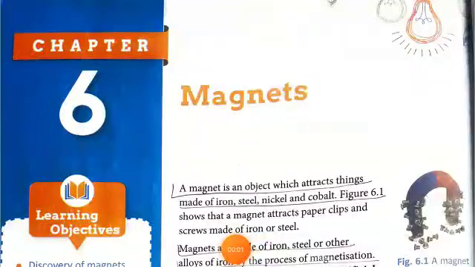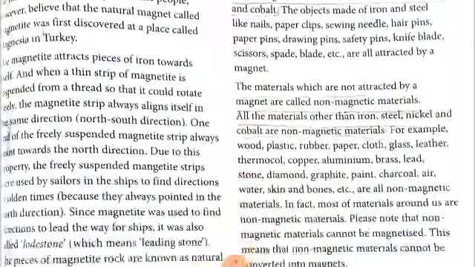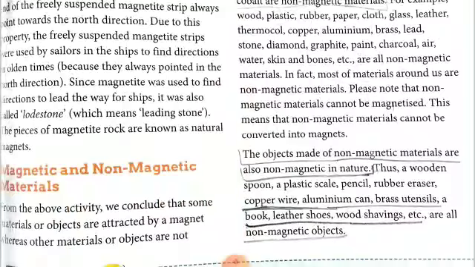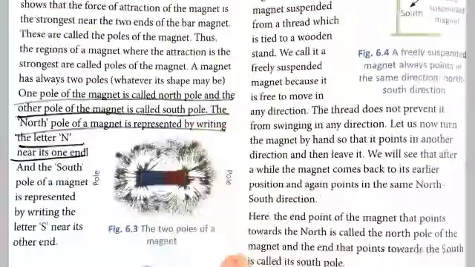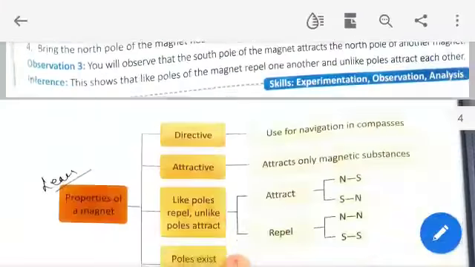Welcome students. As we had already read about chapter number 6, which is Magnets, in your physics book, we had read about magnets, how magnets were discovered, and magnetic and non-magnetic materials. We have already read this in the previous session. Now today we will talk about magnetic fields. So let's start, students.